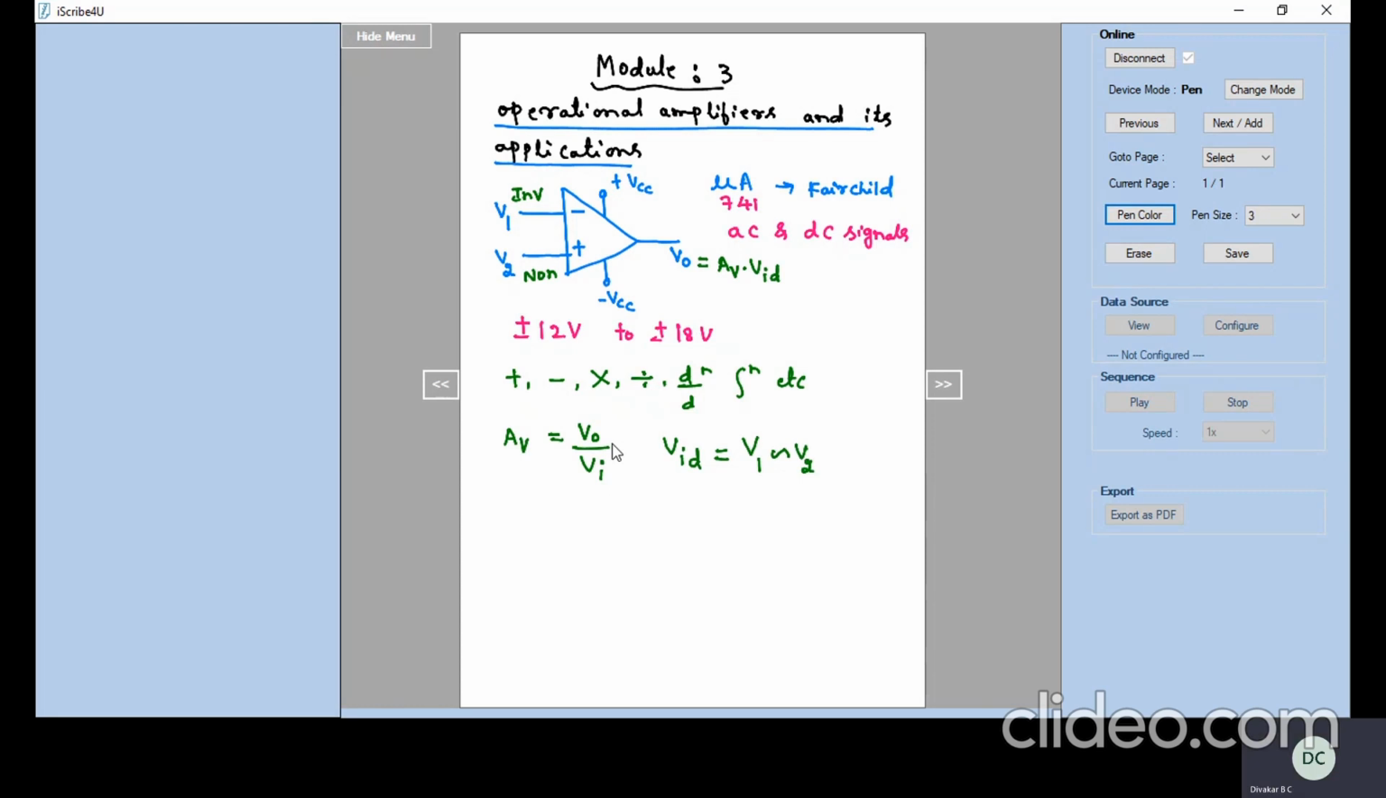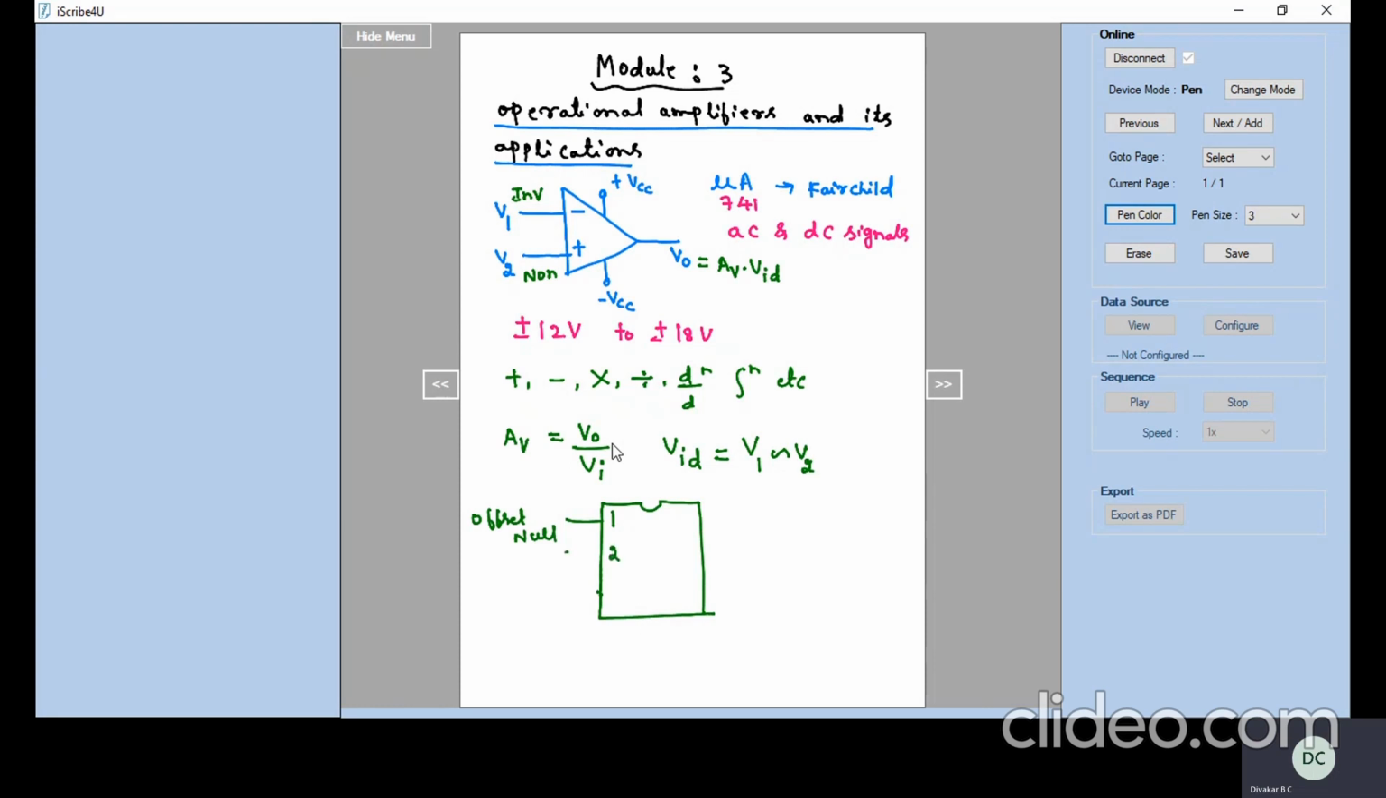Coming to the operational amplifier pinout diagram, it consists of 8 pins. So let us take the pinout diagram. Pin number 1 is called the offset null. The offset is to nullify the output voltage. So without giving any input, there should not be any output.